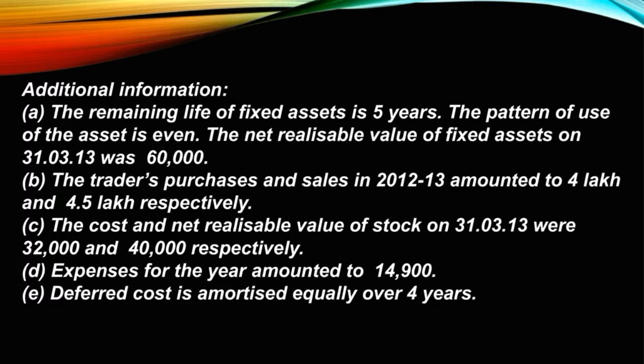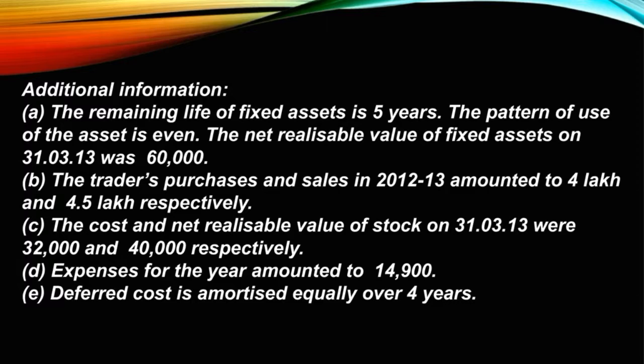The second additional information is that the trader's purchases and sales in 2012-13 amounted to 4 lakh and 4.5 lakh respectively. Purchase was made for 4 lakh and sales was made for 4.5 lakh. So we need to write 4 lakh as purchase for both going concern and non-going concern, and sales of 4.5 lakh and 4.5 lakh. There is no need for any changes here.